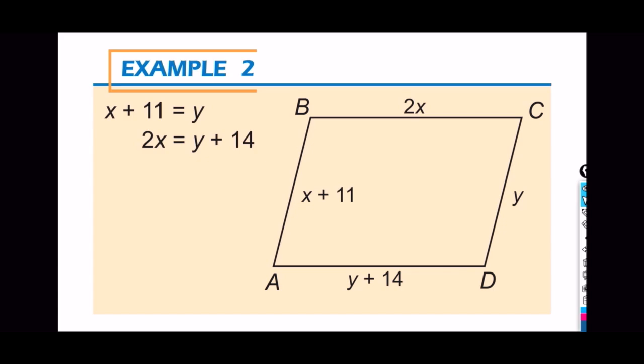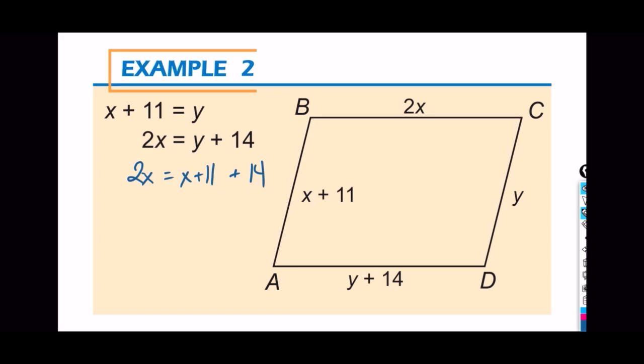Now this is what we call, in algebra, a system of equations. And while there are several ways to solve a system of equations, I'm going to use the easiest one here, substitution. And I'm going to use an even easier way than the book uses, by substituting the y with x plus 11. So that will give me 2x equals, and then I replace y with x plus 11 plus 14.